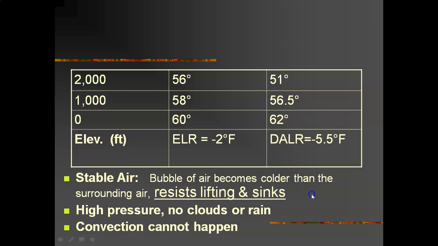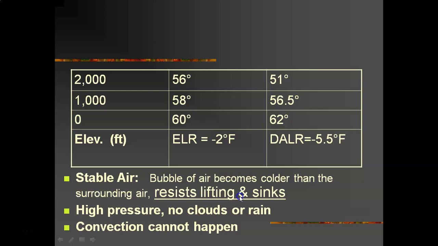The condition that this situation represents is known as stable air, or stability. The condition on this date means that the bubble of air becomes colder than the surrounding air, and it resists lifting and ultimately sinks. And what do you know about pressure and sinking air?